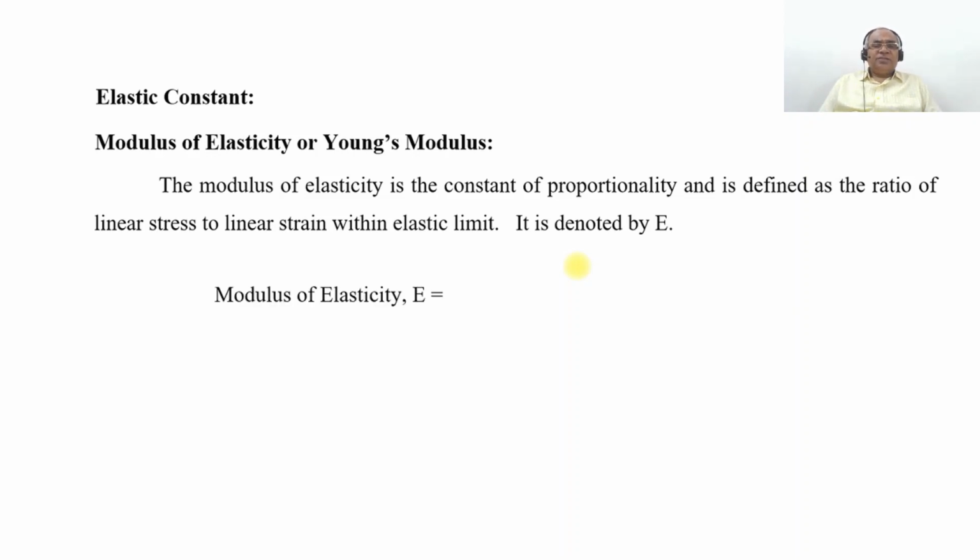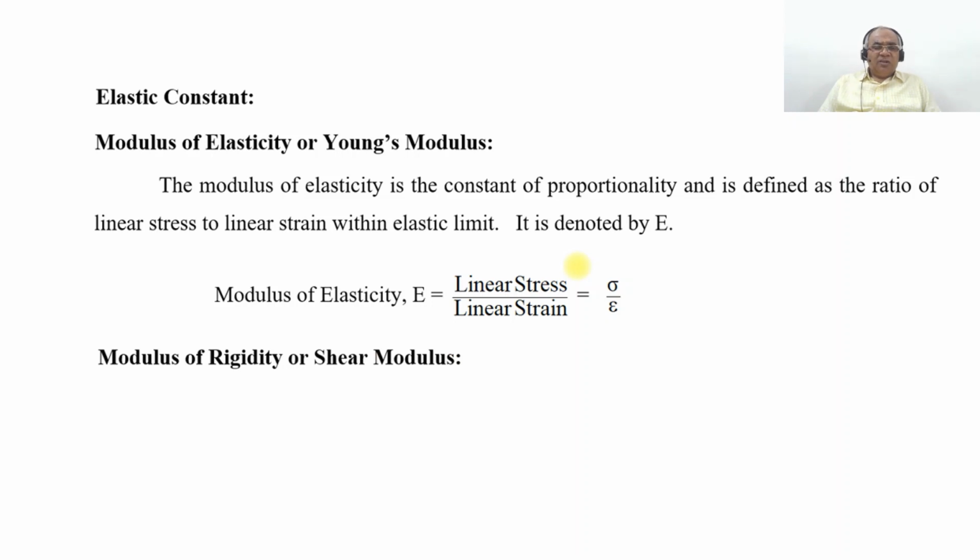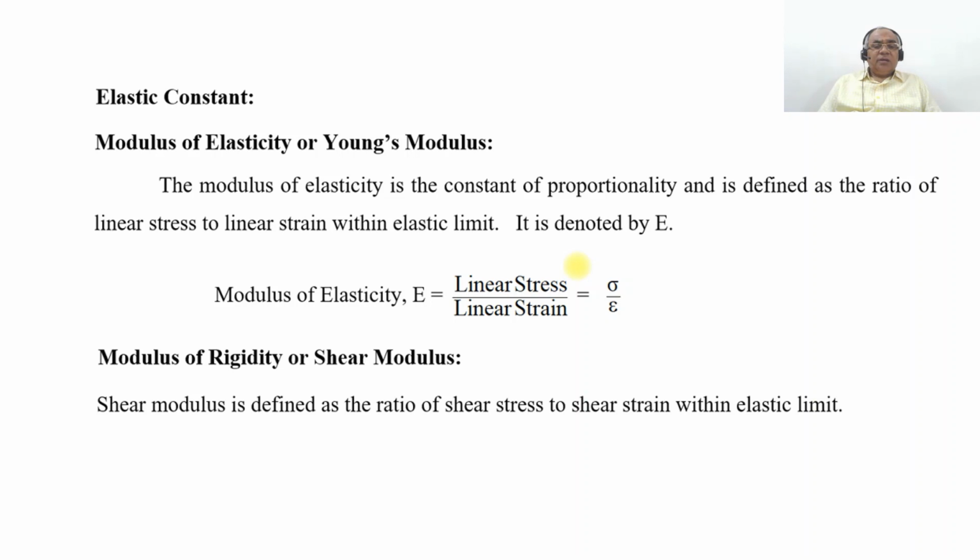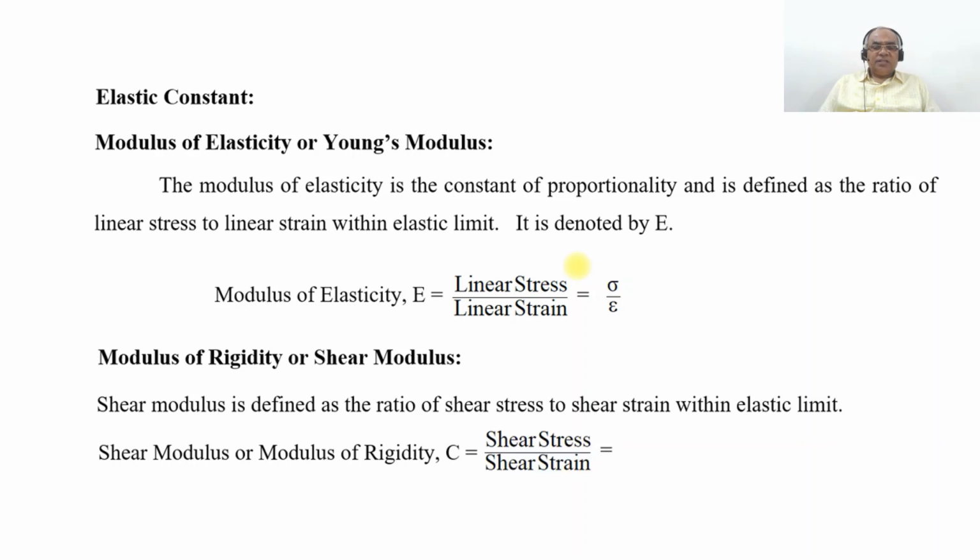So what is modulus of elasticity? E will be equal to the linear stress by linear strain, which is sigma by epsilon. So what is modulus of rigidity or shear modulus? Shear modulus is defined as the ratio of shear stress to shear strain within the elastic limit. So shear modulus or modulus of rigidity, which is C, will be equal to shear stress by shear strain, that is tau by phi.